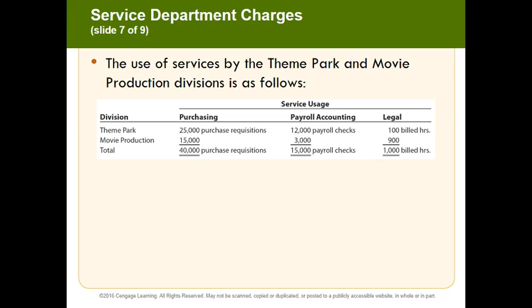The use for the two divisions, these profit centers, breaks down as indicated here. I'll give you just a second to give this a quick look. Now, do you notice on here that we're not looking at dollars yet? We're only looking at the actual activity basis.